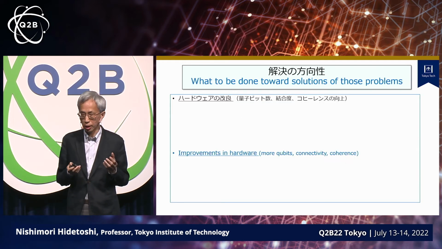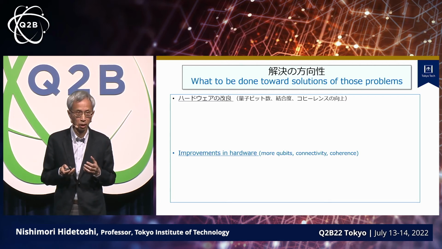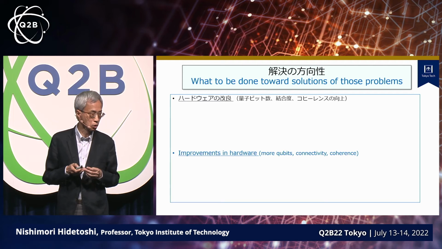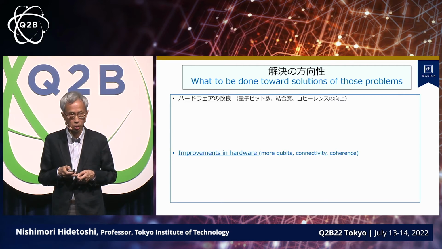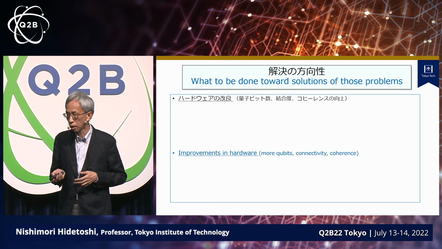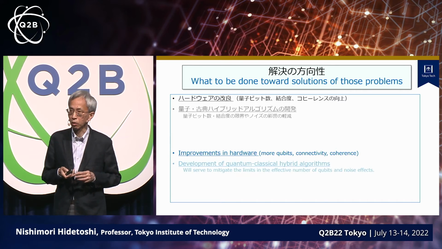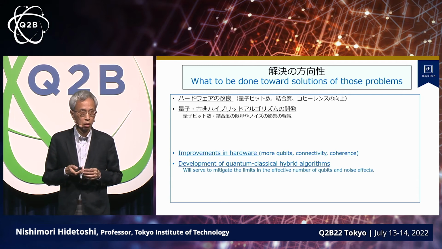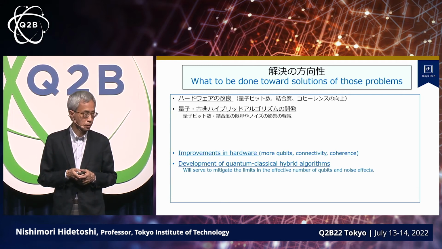So, as I've discussed first, in terms of what to be done as a solution to those problems: hardware improvement, and more qubits and connectivity, and coherence time. Many experts are working on this. And then the development of quantum-classical hybrid algorithms, because we don't have a sufficient number of qubits.